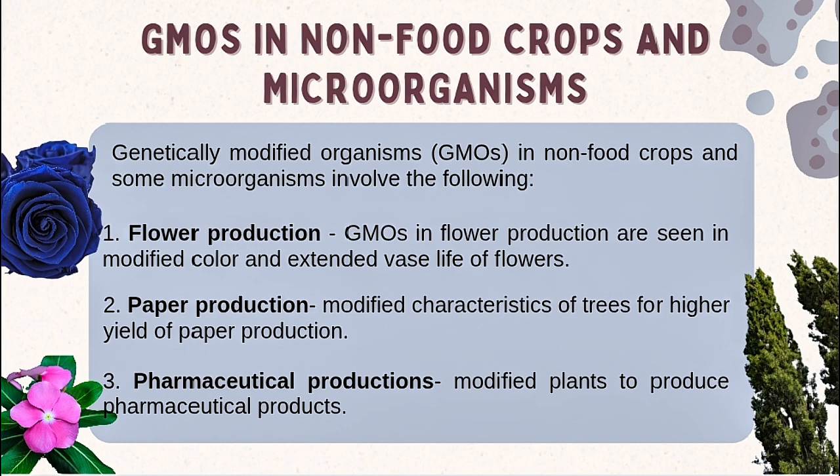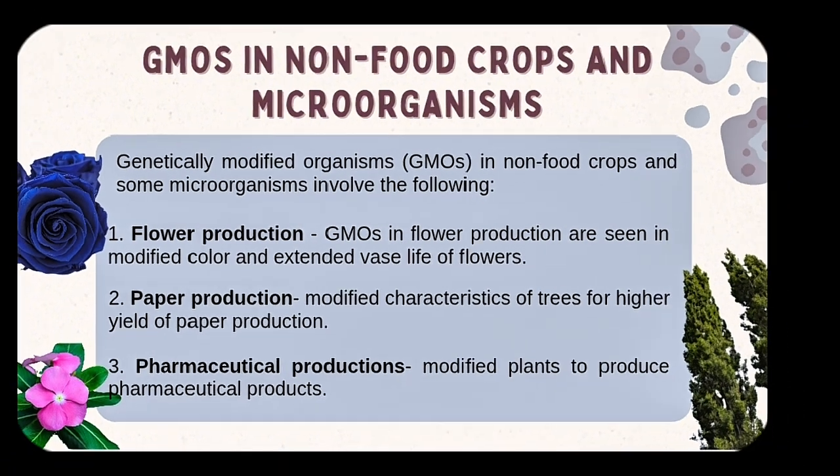In short, GMOs help scientists develop plants that can produce larger amounts of important medical compounds. To summarize, in flower production, GMOs help make new colors and longer-lasting flowers. In paper production, GMOs make trees easier to process, improving paper quality and production speed. And in pharmaceutical production, GMOs help plants produce valuable medicines. Overall, GMOs in non-food crops and microorganisms play a big role in industry and medicine, not just in the food we eat and the things we use.